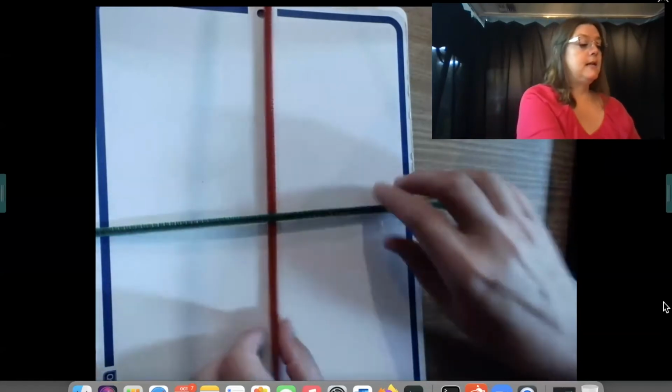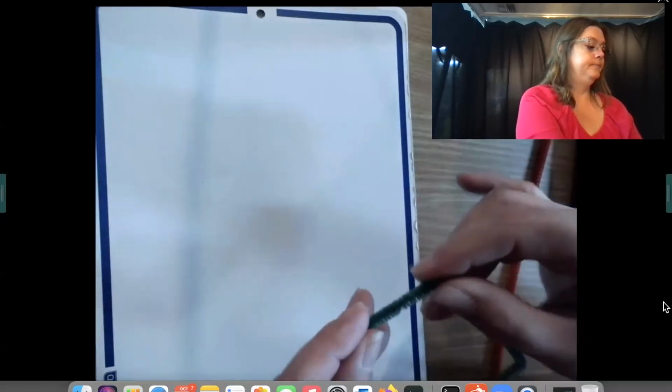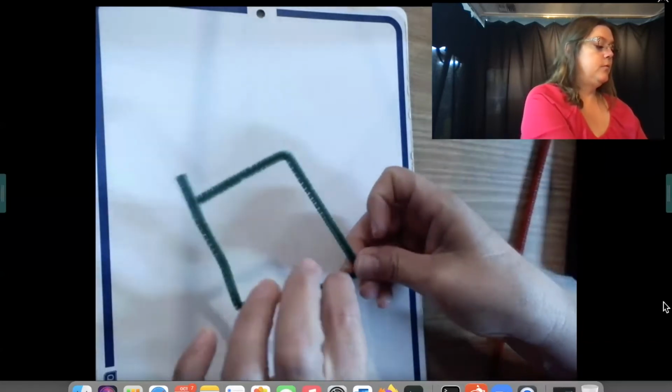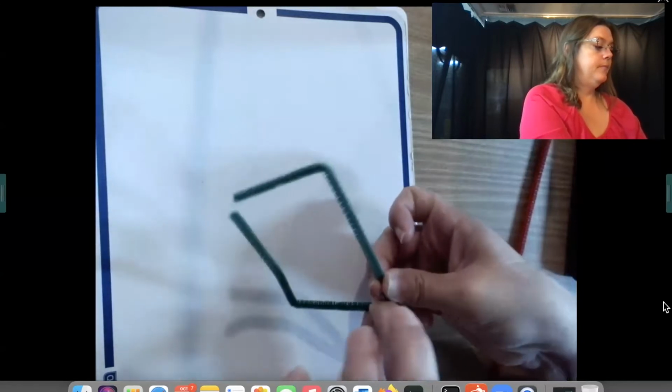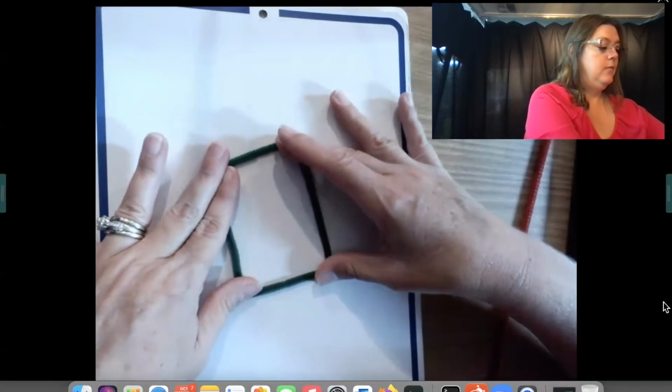Also, I can take the pipe cleaners and I can make, well, I'm not doing a real good job here. I can make a rectangle. And we can talk to them about the differences between a rectangle and a square. We can also make a triangle.